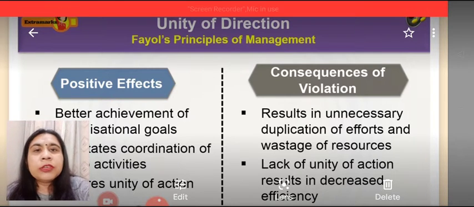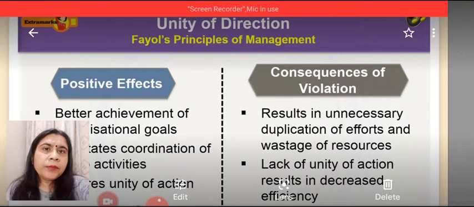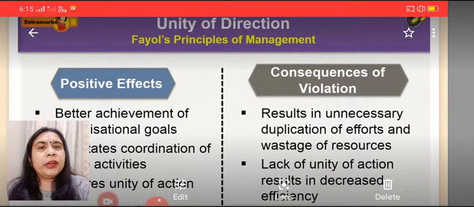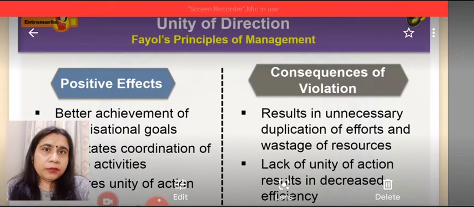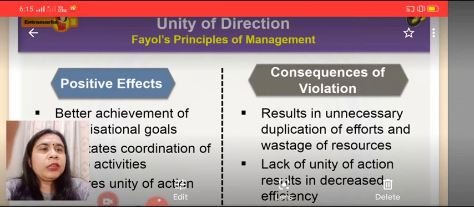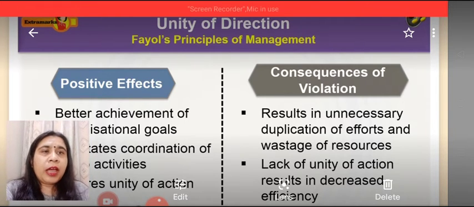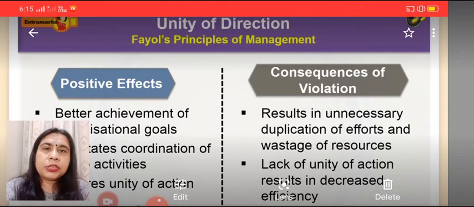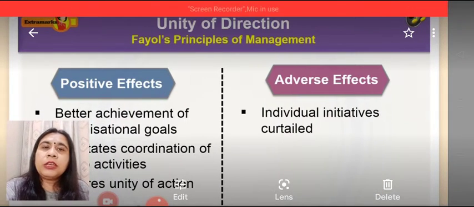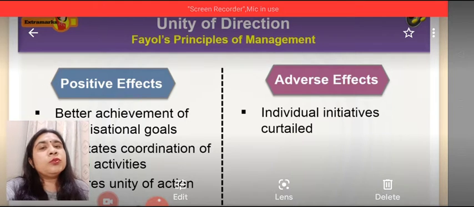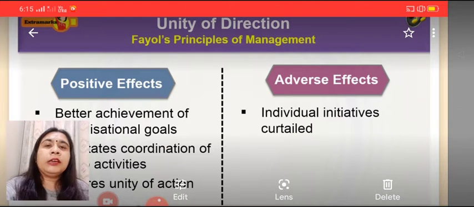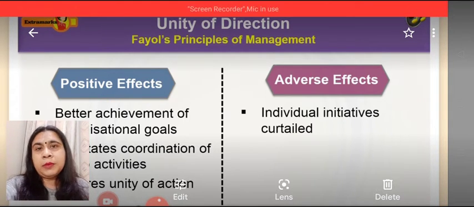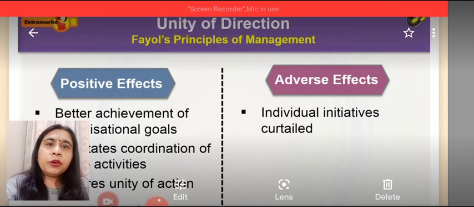Every individual division will work separately, and when it is working separately, it will result in the duplication of efforts. Along with it, the result would be a decrease in the efficiency of the employees because duplication is taking place. And what are the adverse effects? Individual initiatives are curtailed. Whatever is ordered by the boss would be followed by everybody.